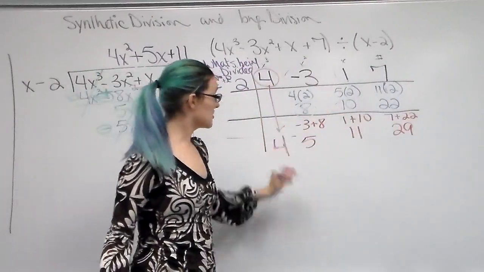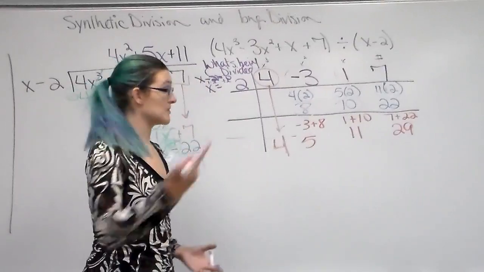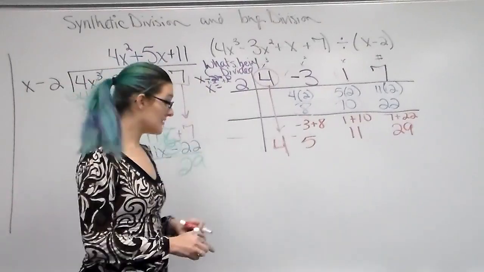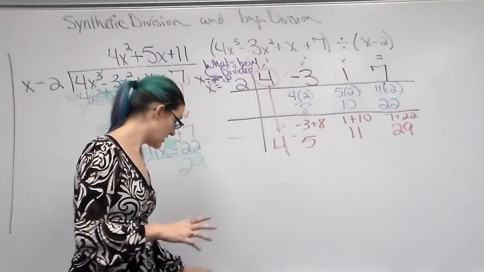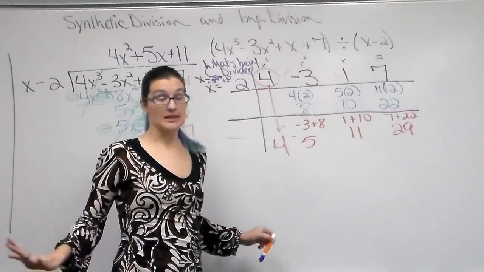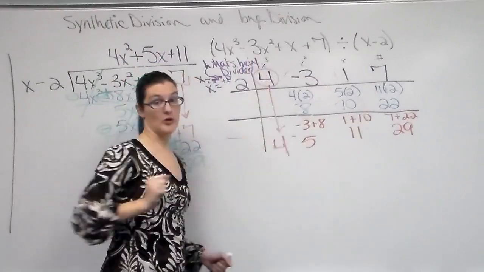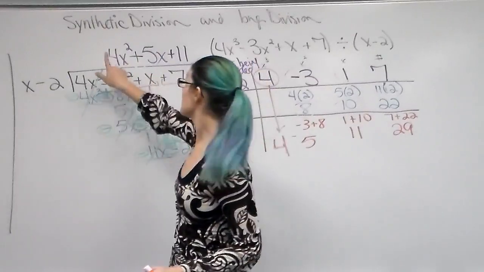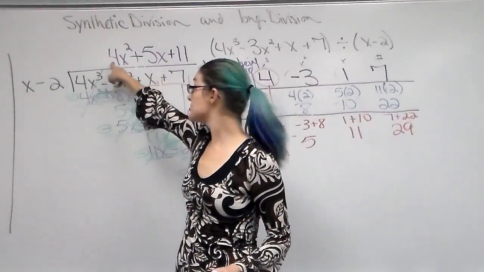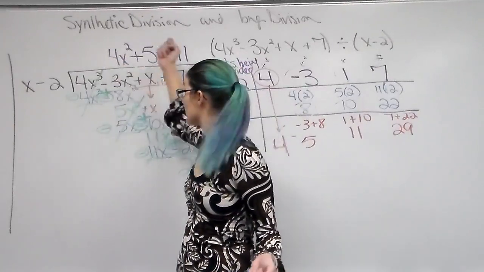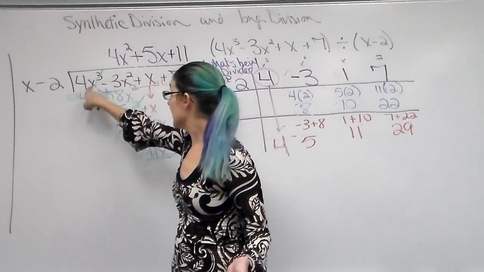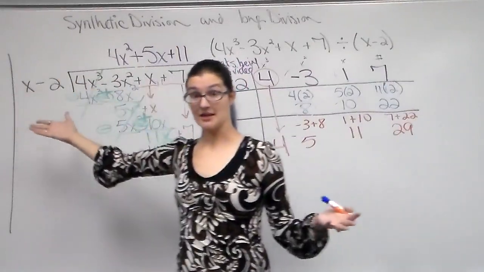You bring down, you multiply, you add, you multiply, you add, you multiply, you add. Then we've got to figure out how to read our answer out of here. So before I get quite to there, I want you to see the similarities. So the first thing we did was drop the 4, right? What is our first answer up here? Our first term at the top is 4x squared. Where did that 4 come from?